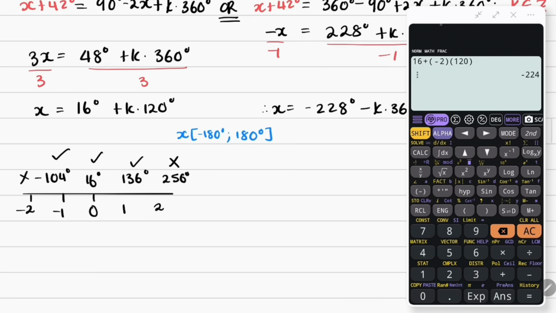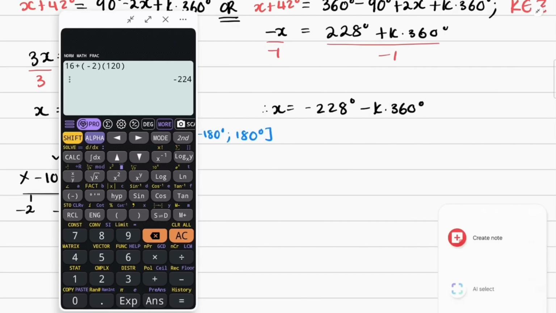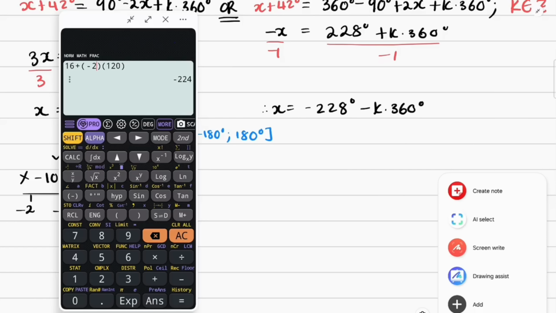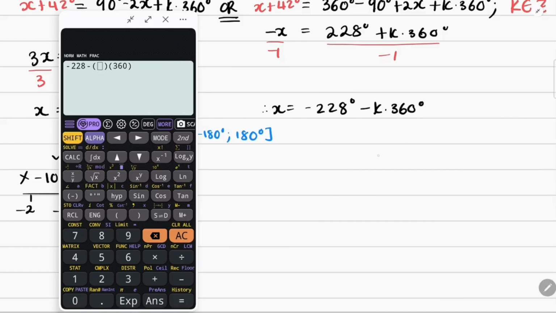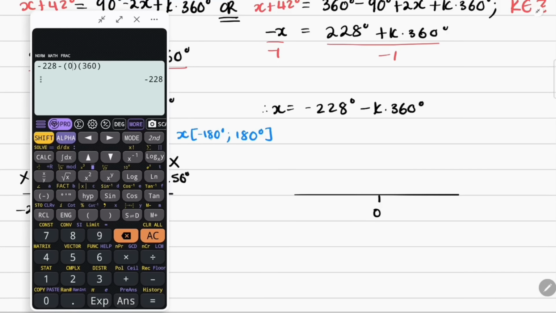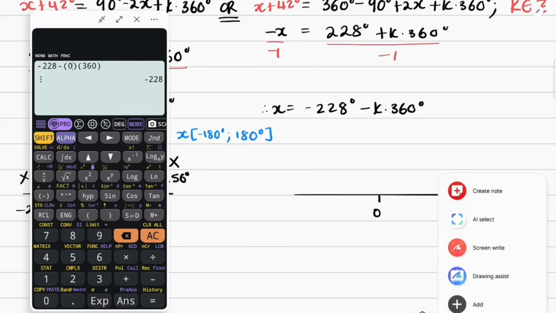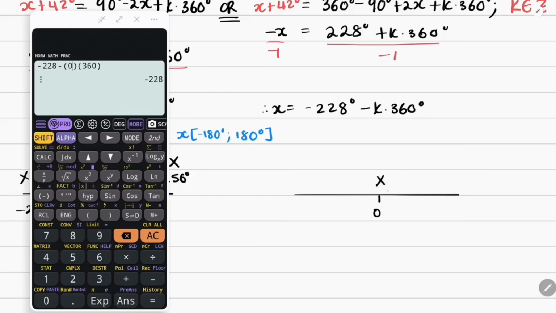And then we're going to do the same thing for this solution. So let's rewrite that on a calculator. Again, I'll use a number line here, it's just easier to keep track of it. Let's try 0 first. If you try 0, you get negative 228 degrees. That is not within the restriction they asked for, it's not within these boundaries. So that doesn't work.